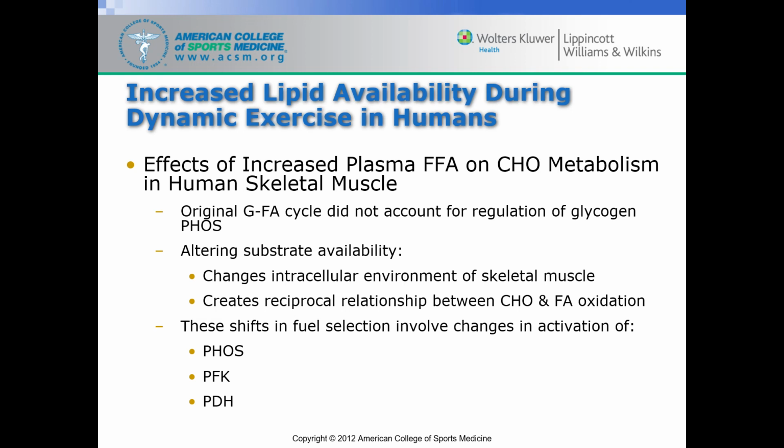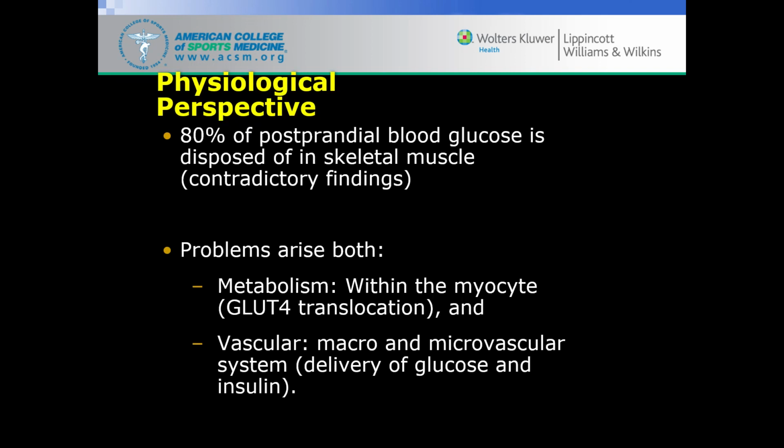The shifts in fuel oxidation between the carbs and the fat are going to depend on the activation of different enzymes like phosphorylase, phosphofructokinase, and pyruvate dehydrogenase, among others. This is one of the extra slides. Think about it physiologically. Say after a meal, for example, about 80% of blood glucose is disposed of in skeletal muscle, but it's not a uniform finding. It's anywhere between 20 and 80%. And we're just talking about a switch from fasting to postprandial.